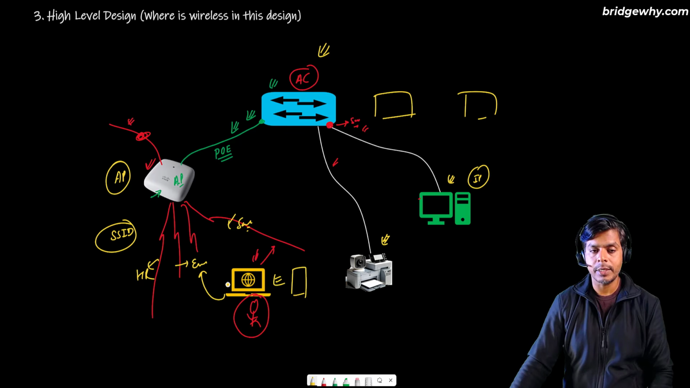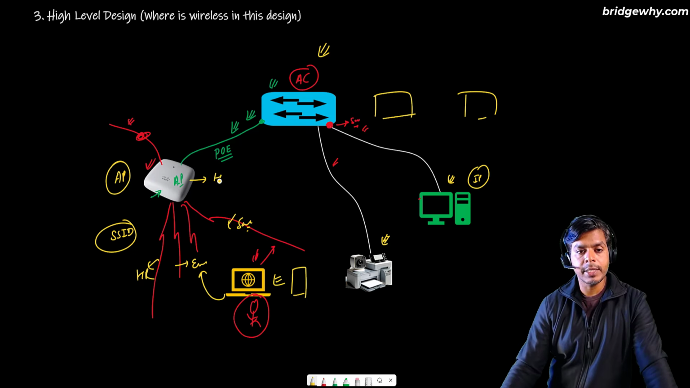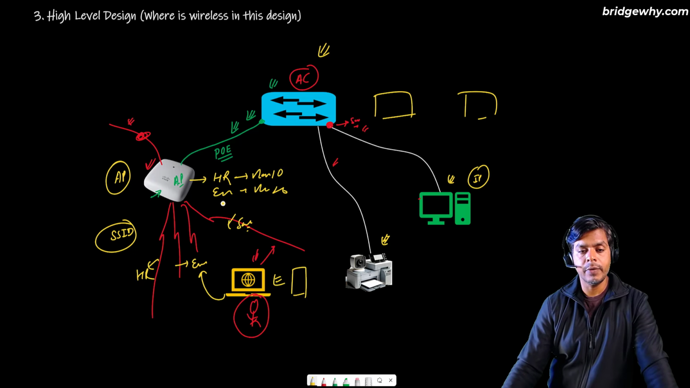Really, really interesting. And here in this AP, I have explained that if it is an HR SSID, it should be connected to VLAN 10. If it is engineering, maybe VLAN number 20. If it is sales, then VLAN number 30. I have mapped this thing inside this access point.